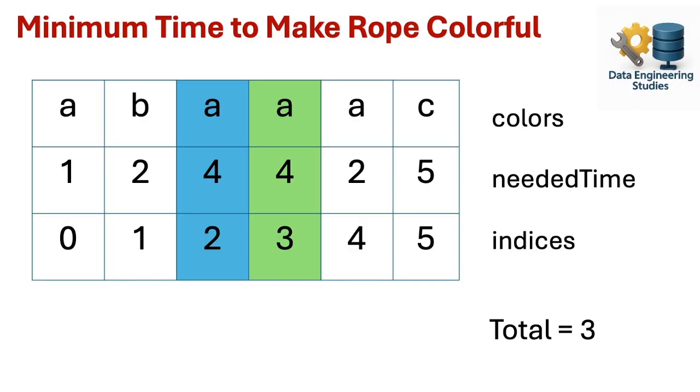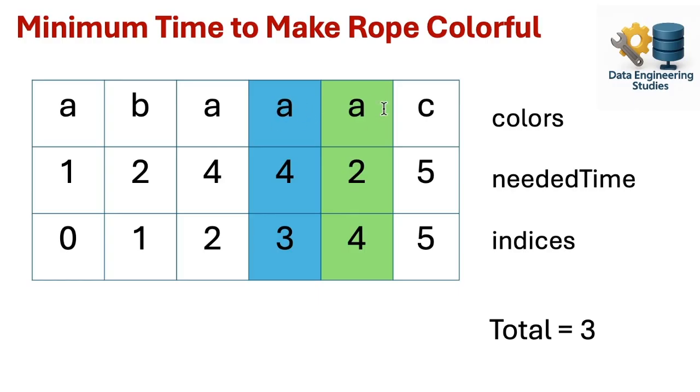Now we will move on to the next index and we will compare with the previous index. In this case also, both the colors are the same. So we will take the minimum of 4 and 2. Minimum of 4 and 2 is 2. So we will add 2 to the total. Our total is already 3. So 2 plus 3 is 5. So our total becomes 5. Now we will change the current index needed time to the max of current needed time and the previous needed time. So the maximum value of 4 and 2 is 4. So we will change 2 to 4.